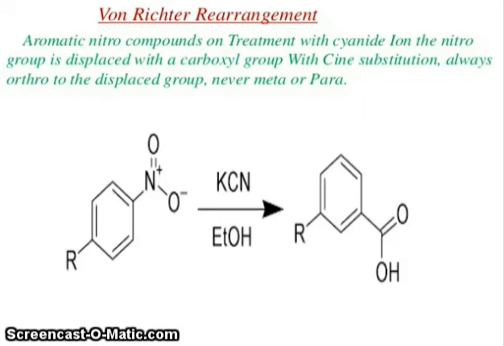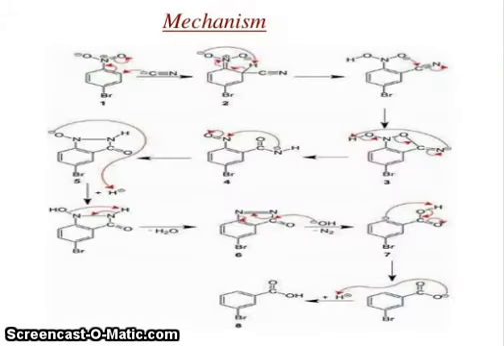Now friends, the Richter rearrangement. Aromatic nitro compounds on treatment with cyanide ion: the nitro group is displaced with the carboxyl group with cine substitution, always ortho to the displaced group, never meta or para. You can see the products. What is the mechanism? You can see the mechanism. These NO2 groups, now nucleophile attack. There is a formation of these two products. Then many steps, you will see the formation of the products.